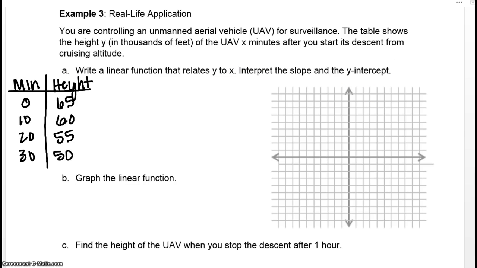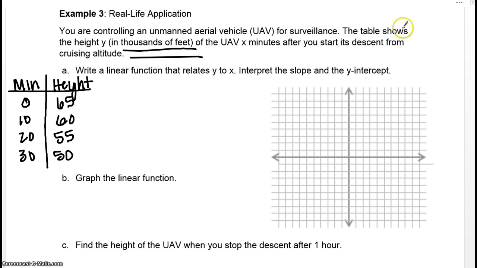Alright, so example 3 says you are controlling an unmanned aerial vehicle for surveillance. The table shows the height in thousands of feet. That's important later, remember that, of the UAV x minutes after you start its descent from the cruising altitude. So write a linear function that relates y to x, interpret the slope and the y-intercept.